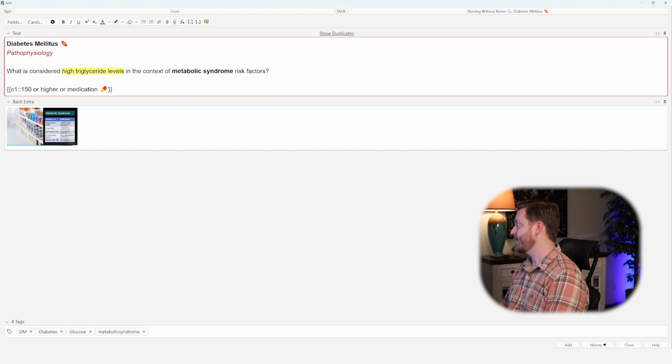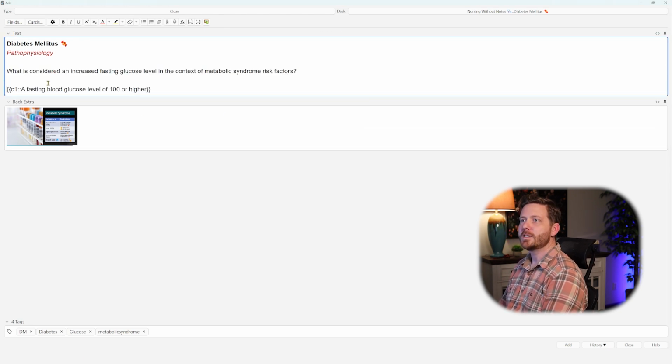Now next up we have our increased fasting glucose. What is considered an increased fasting glucose level in the context of metabolic syndrome risk factors? Let's highlight increased fasting glucose. And a fasting blood glucose level of 100 or higher is what's considered the increased fasting glucose level to be considered positive for one of these factors for metabolic syndrome. All right, let's add that. Control Enter.